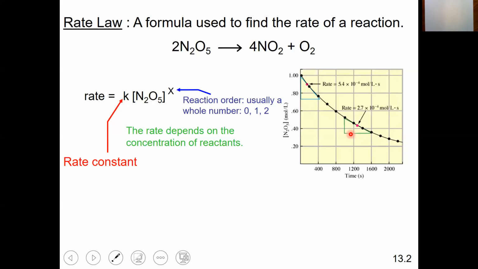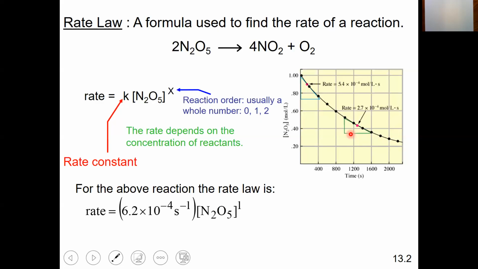If this is a first order reaction, that would mean x equals 1. It would be rate equals k times the concentration of N2O5 to the first power. Okay, turns out this is a first order reaction. So seeing this, number 1, is how I know it's a first order reaction: that N2O5 is raised to the first power.